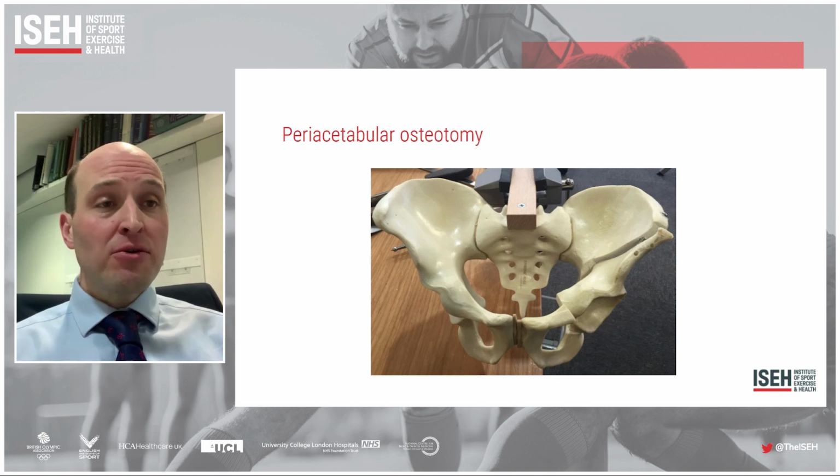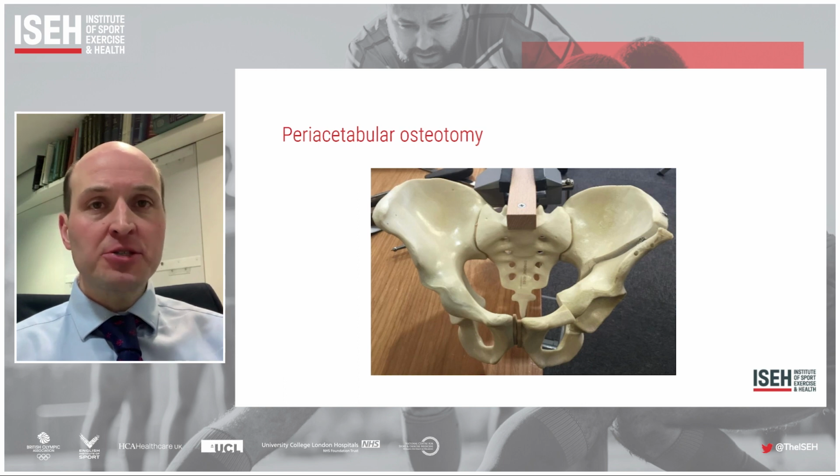Pelvic osteotomy can be performed, and we'll hear more about this from my colleague later. The periacetabular osteotomy, which is primarily used for developmental dysplasia of the hip, allows reorientation of the acetabulum, and that can be used to correct or improve a retroverted acetabulum in the setting of impingement, which is felt to be a contributory factor.